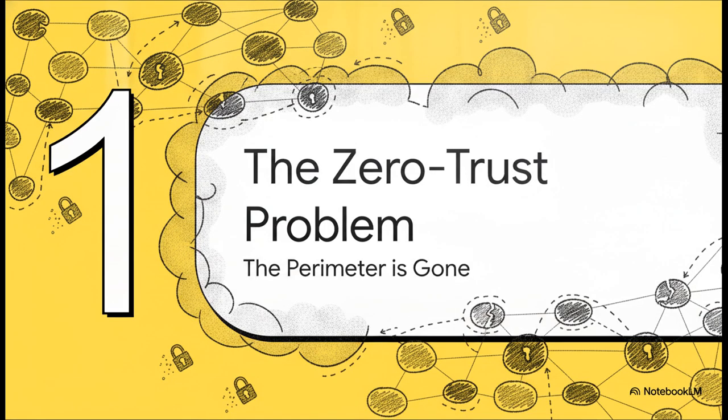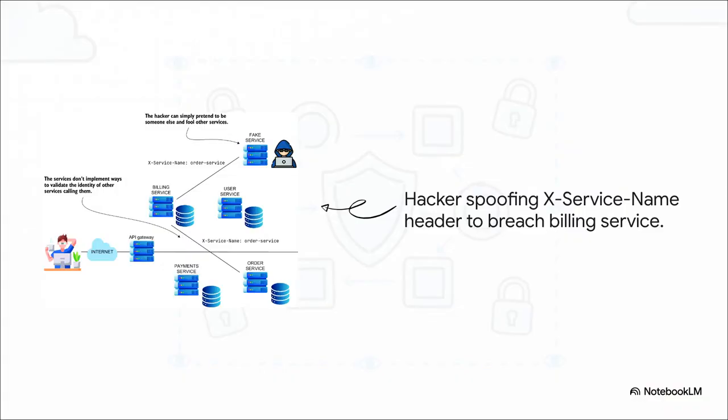The zero-trust problem. We really need to start by establishing a harsh reality about modern system architecture. The days of trusting everything inside a network perimeter, they are completely gone. The perimeter itself is just an illusion at this point, and this brilliantly illustrates why.